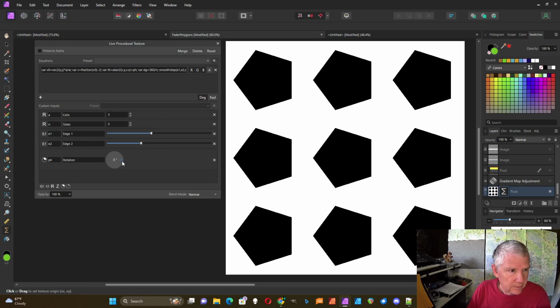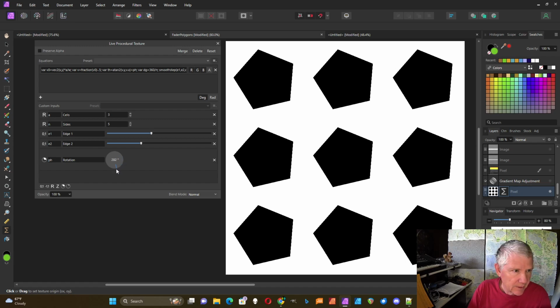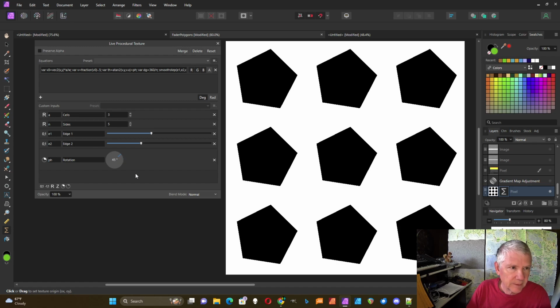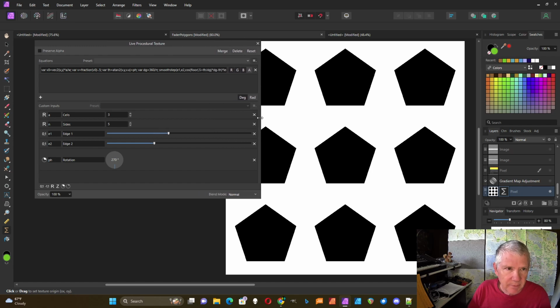And now, look at that. They all rotate at once. If I hold the shift down, I can get these to all rotate. Okay? I love it. I don't know about you, but I'm excited. All right.